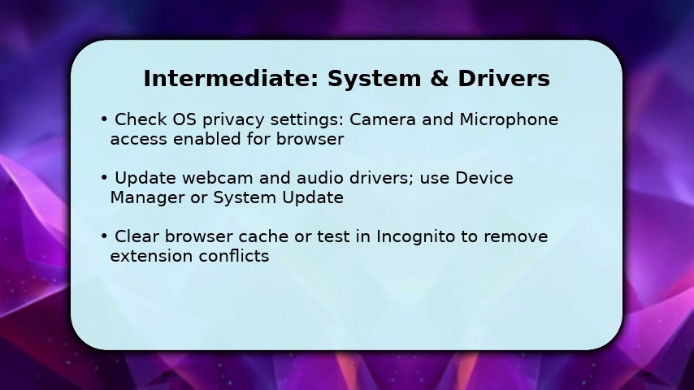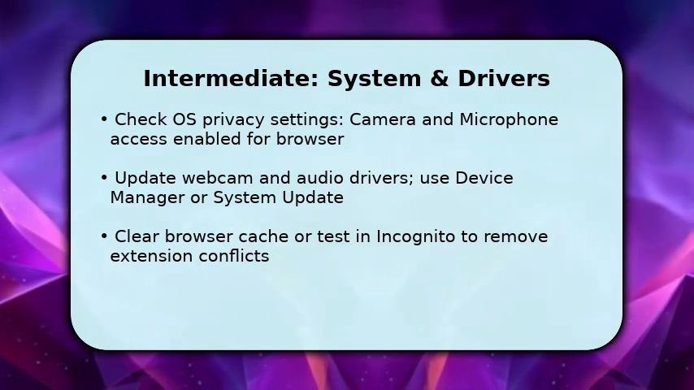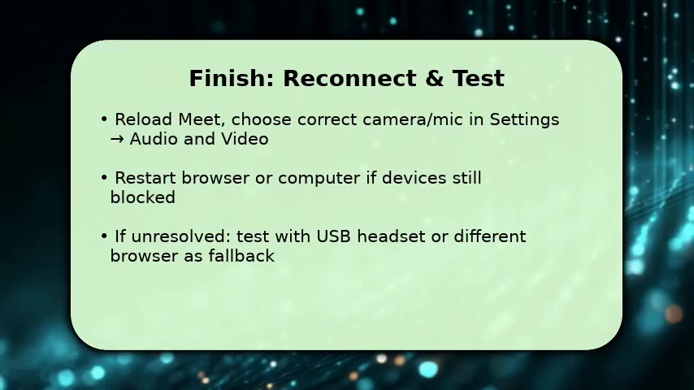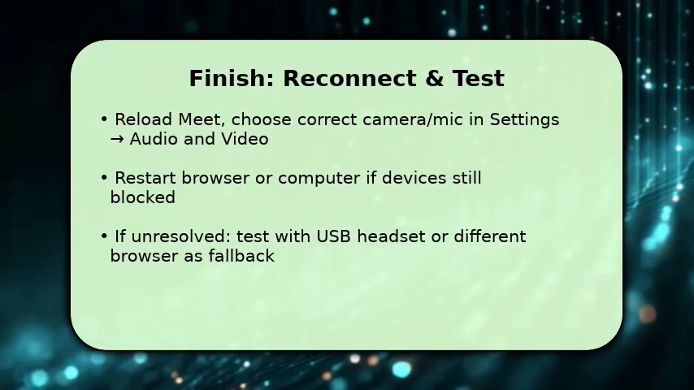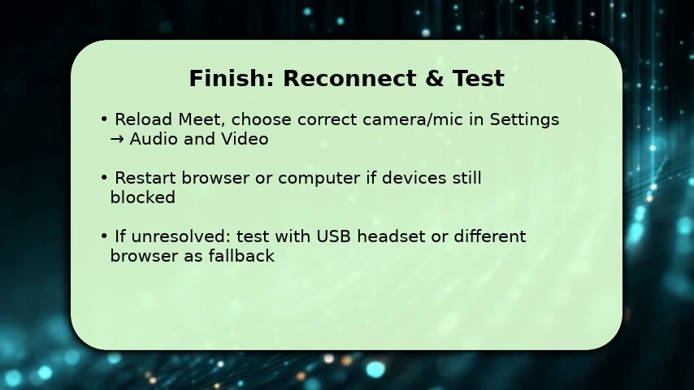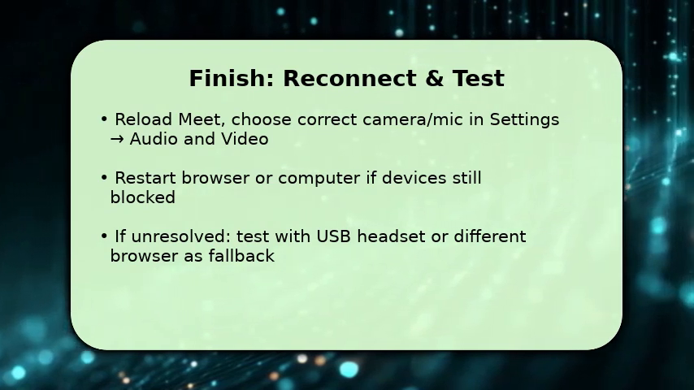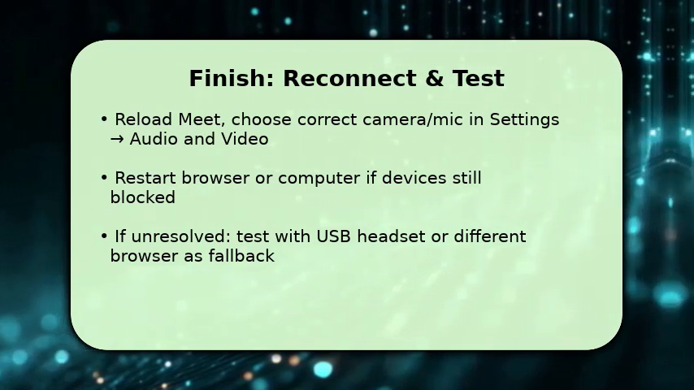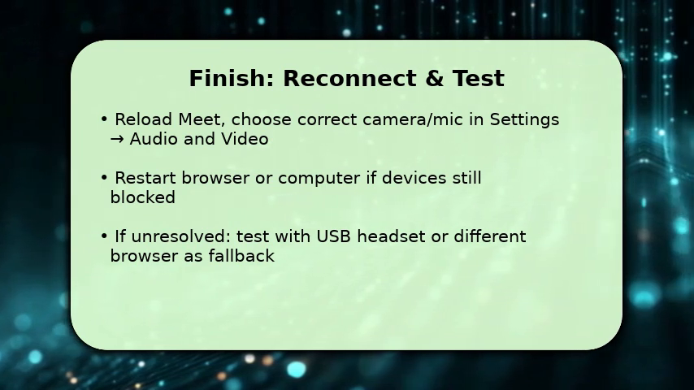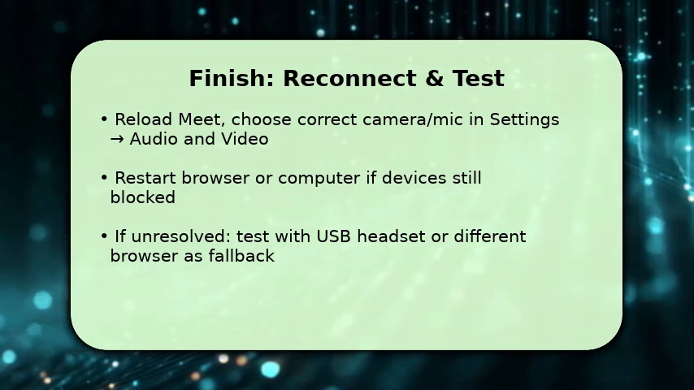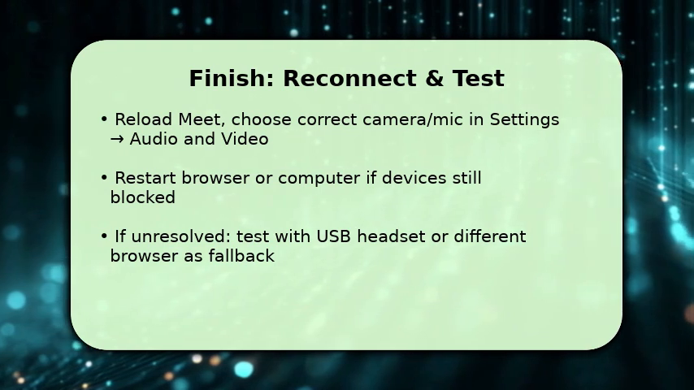Finally, reconnect and run a focus test so you leave with working audio and video. Reload the Meet page, open Meet settings, and explicitly select the intended camera and microphone. Then use the built-in preview to confirm input. If problems persist, restart the browser and, if needed, reboot the computer to reset device locks.